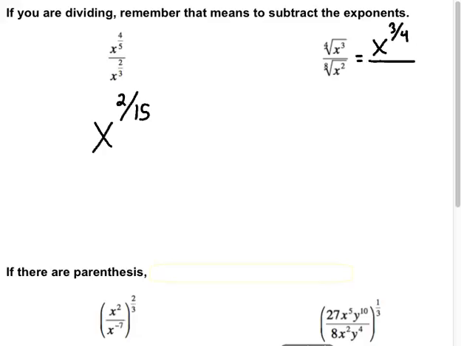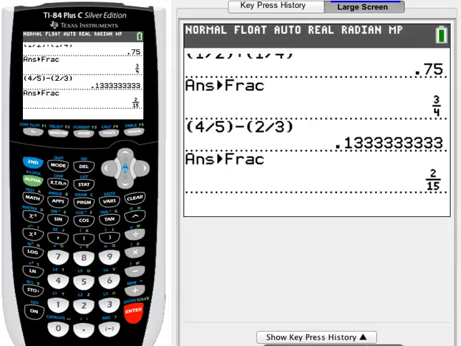And then this one, again, the power goes on top, the root goes on the bottom. And that would be x to the 2/8. And then, of course, once you turn it into its rational exponent form, now we can go and subtract them.